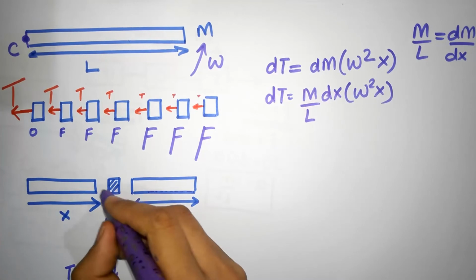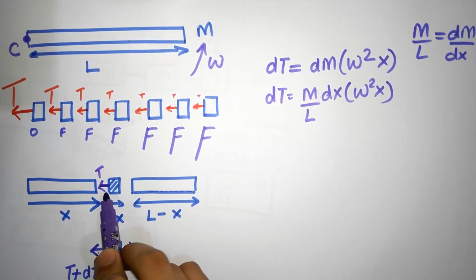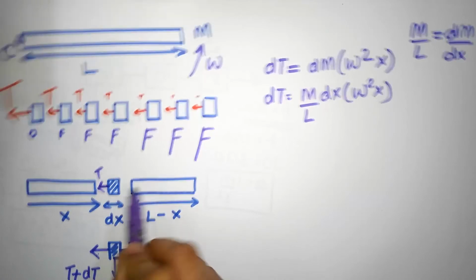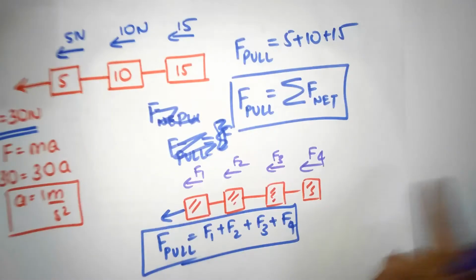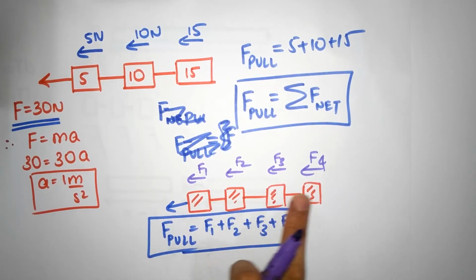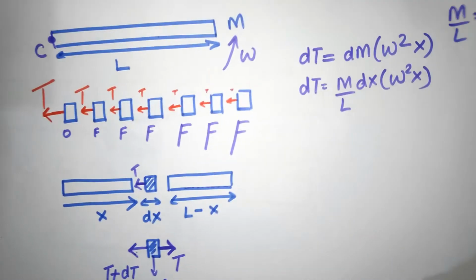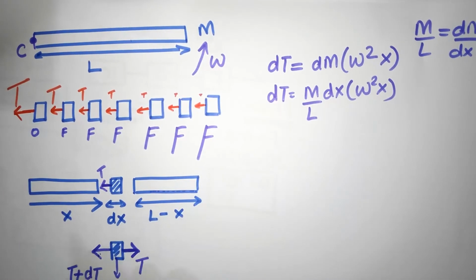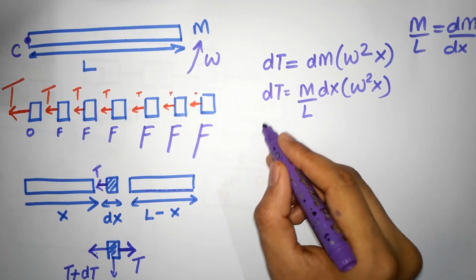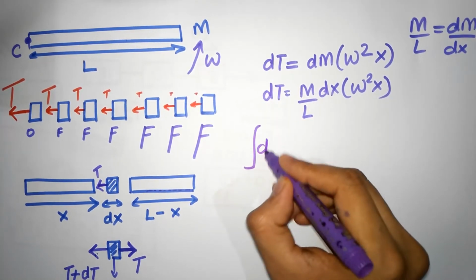But to calculate the tension, remember this is my tension. To calculate tension, I need to add up all the net forces. That's exactly what I told you over here. To calculate pulling force at this point, you need to add up all the forces over here. See? Okay, let's do it. So to add up, I have to integrate it.